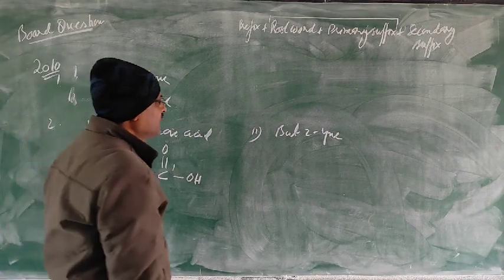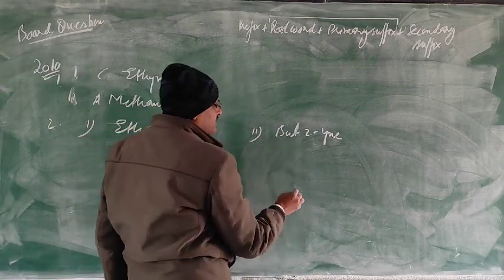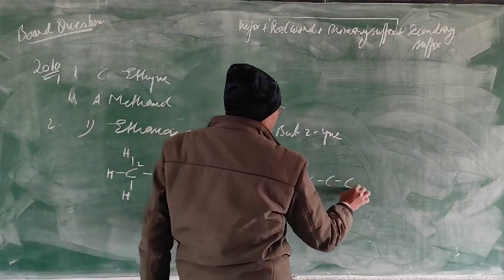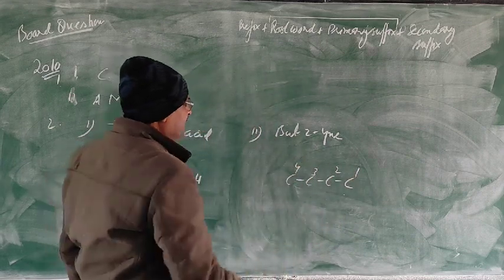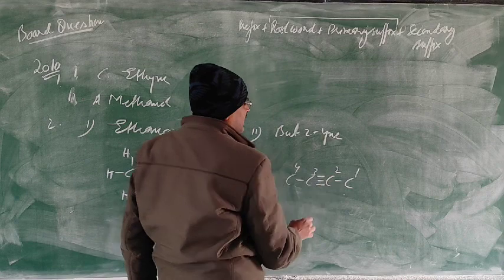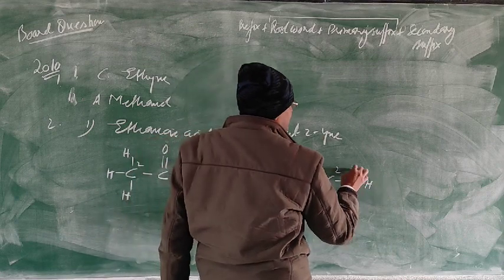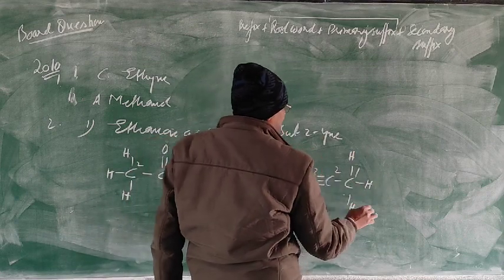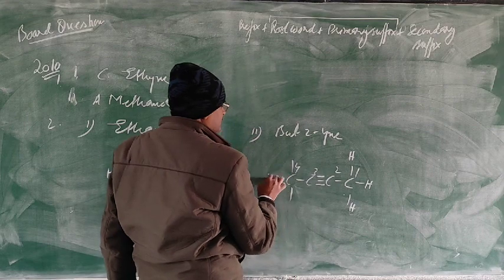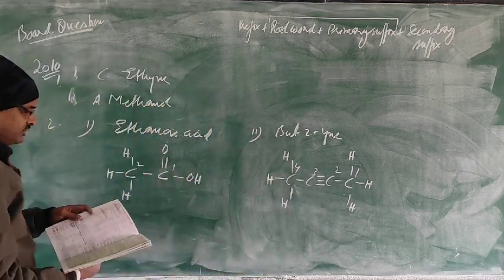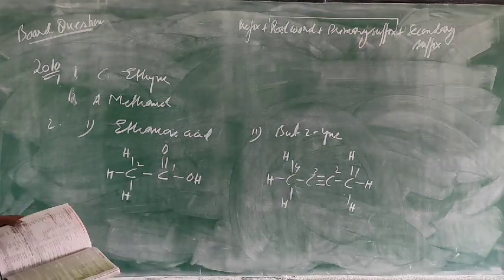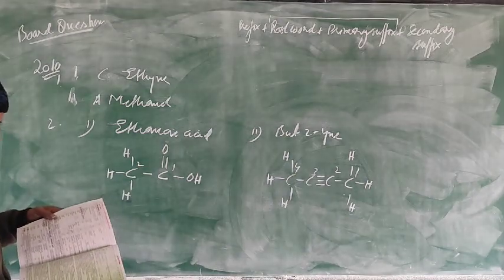Then but-2-yne: root word but is given. Draw a chain of 4 carbon atoms. Numbering you can do from any side. And on the second carbon the yne is there. Put the triple bond and fill the rest of the valence with hydrogen atoms. So this one is but-2-yne. Now this question number 2 is over.